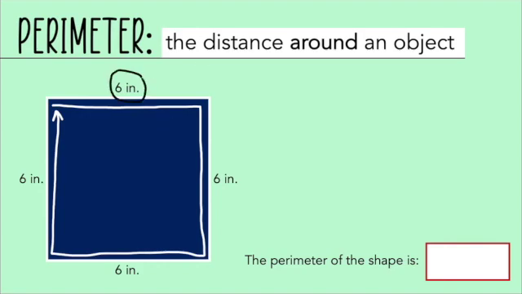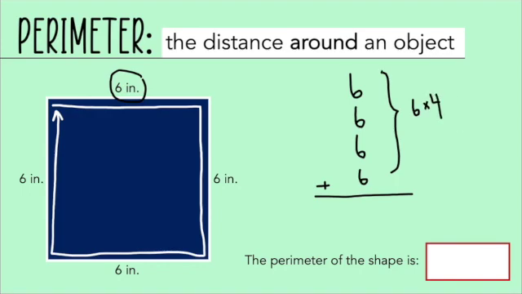So here we have a square, so it's 6 inches on one side, which means it's 6 inches on every other side because a square has equal sides. So all we have to do is add up the sides, 6, 6, 6, and 6. Another way to look at that would be 6 times 4, right? So 6 plus 6 plus 6 plus 6 is the same as 6 times 4. And 6 times 4 is 24. So the perimeter of this shape, after we've added up all of the sides, is 24.